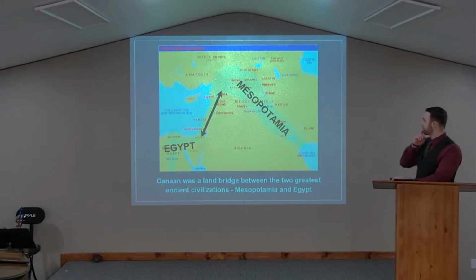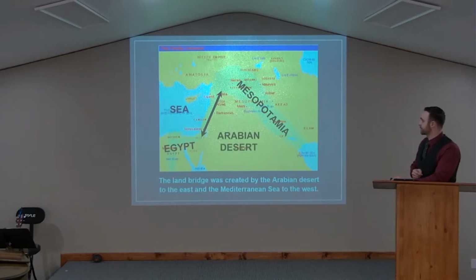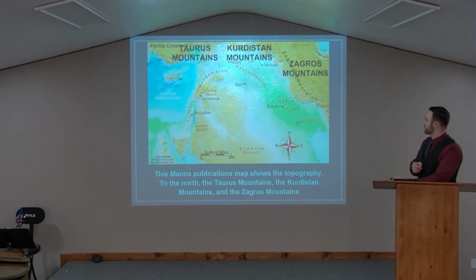Trying to go from the big cities up here to Egypt, so there's a lot of trade in between those places. Mediterranean Sea and Arabian Desert. Here's some topography for you guys. So we're looking at exactly the same thing. Here's Shinar. Here we have all these mountains up to the north: Taurus, Kurdistan, and Zagros.